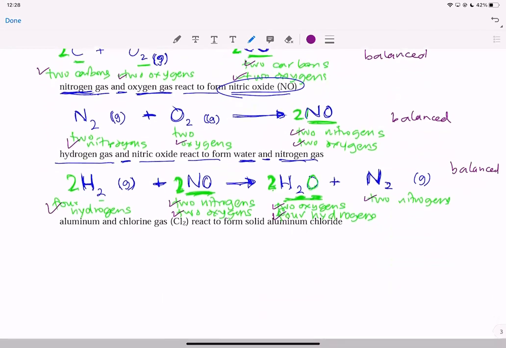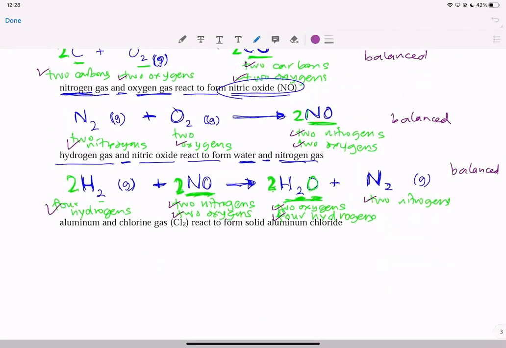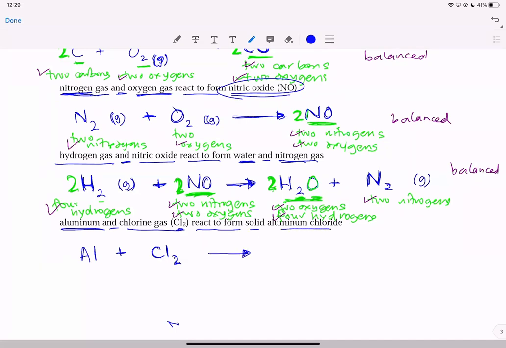Okay. And then the last one is this aluminum and chlorine gas. Aluminum is the element symbol Al. Aluminum is not diatomic, so don't put any 2 there, but it is a metal. And chlorine gas, they gave us this, which is not just chlorine, but Cl2. Chlorine gas is diatomic, and it's a nonmetal. So this reacts to form an arrow. And this gives us solid aluminum chloride.